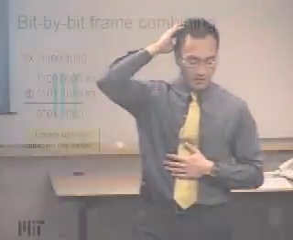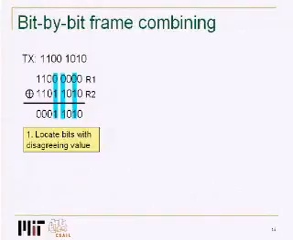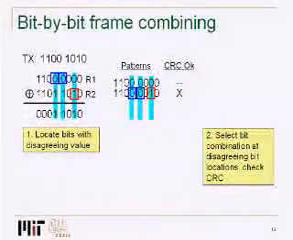So in this example, the transmitter transmitted bit patterns as shown, and each of the receivers received an erroneous version of the transmission. The first step of bit-by-bit frame combining is to run XOR between the 2 frames to identify the locations where the values disagree with each other.